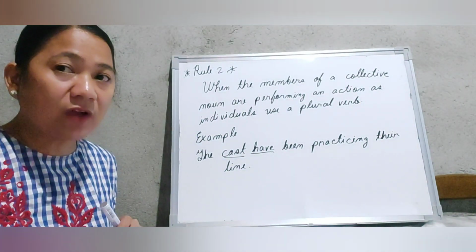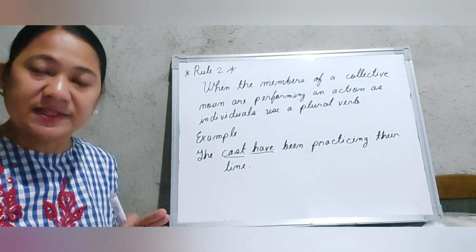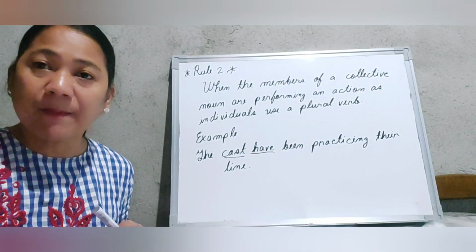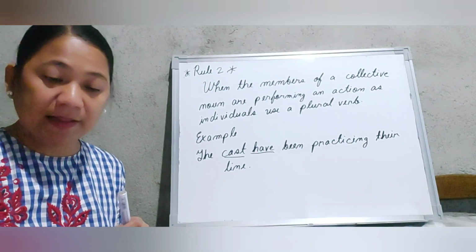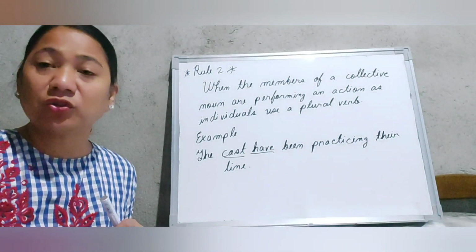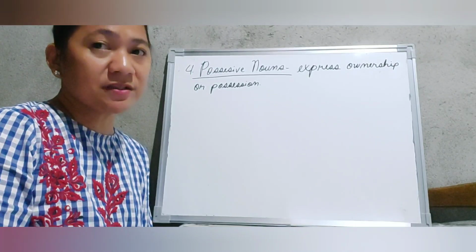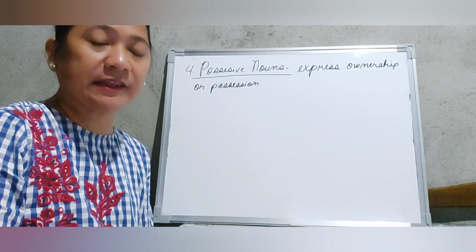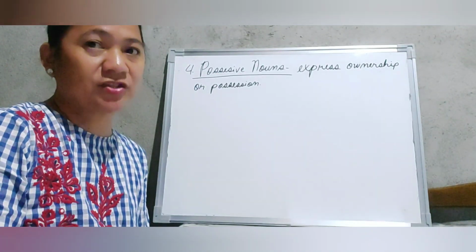The collective noun cats was in the plural form because in this case, all or some members of the group are doing something independently of the other members. The group is not acting together as a unit. And the number 4 kind of noun is the possessive noun. It expresses ownership or possession.